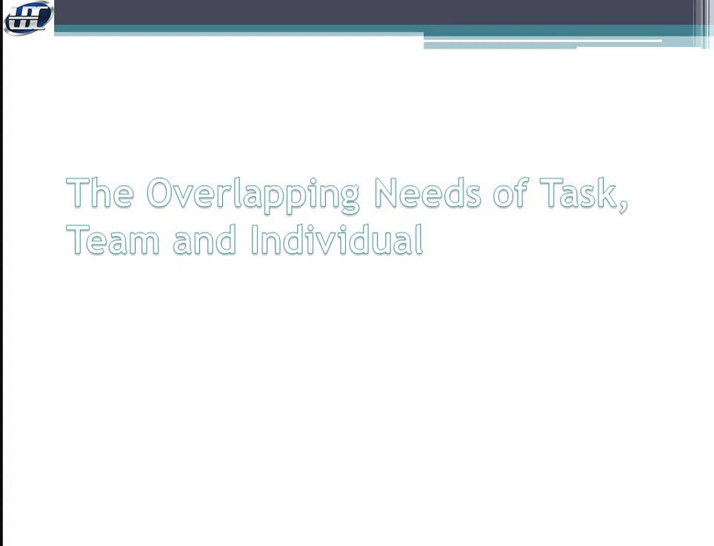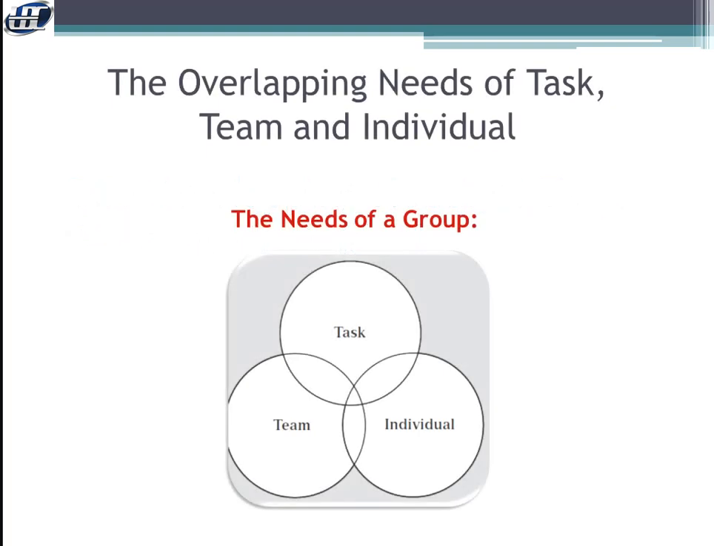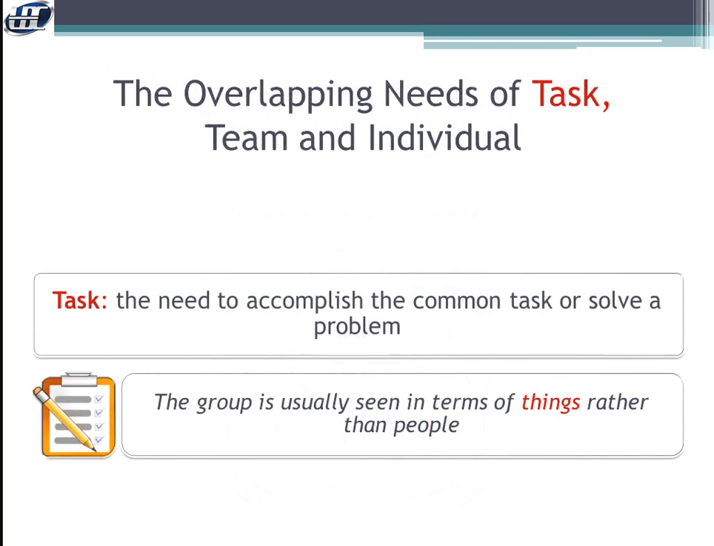Now we will move to the overlapping needs of task, team, and individual. The needs of a group in terms of task, team, and individual will be illustrated in the following slides. So a task is the need to accomplish the common task or solve a problem. So the group here is usually seen in terms of things rather than individuals or rather than people.